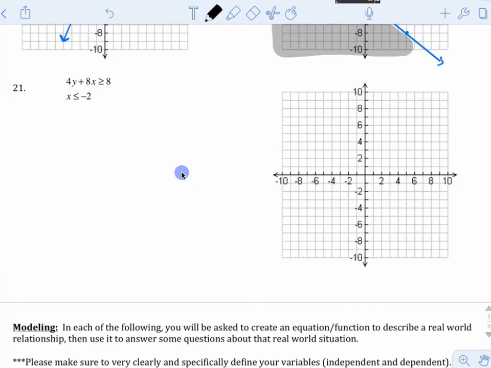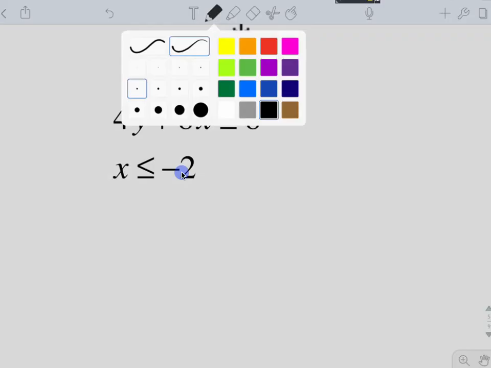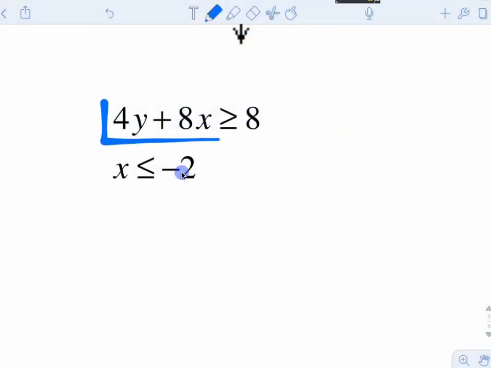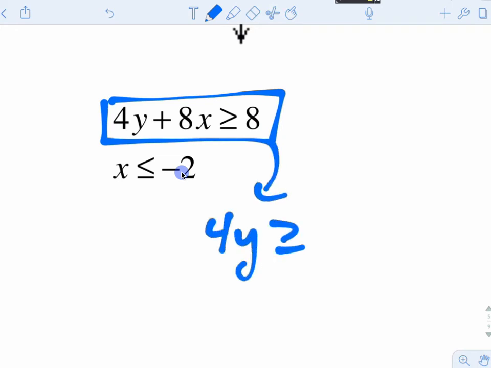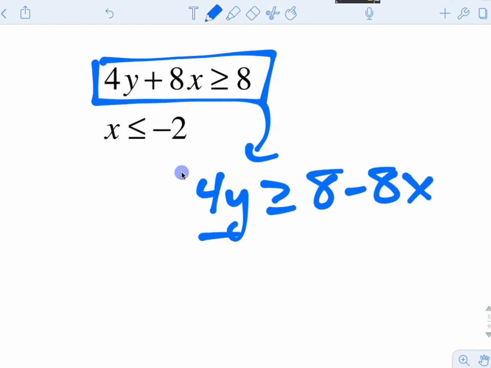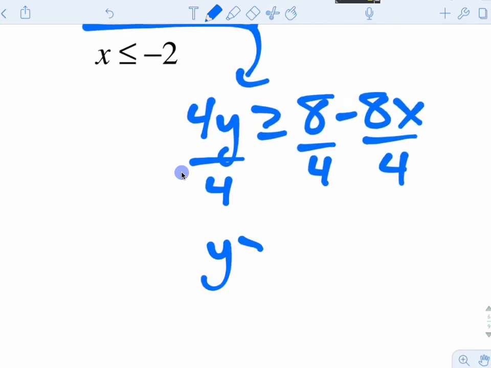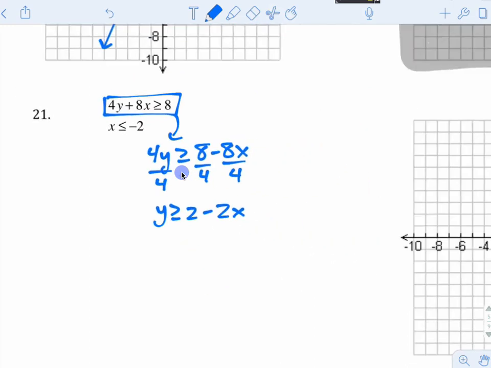All right, so same idea. Let's start by graphing this guy in blue. And I'm going to isolate y. So I'm going to subtract 8x from both sides. 4y is greater than or equal to 8 minus 8x. Let's divide both sides of the equation by 4. No need to flip the inequality. y is greater than or equal to 2 minus 2x. That shouldn't be so bad to graph.